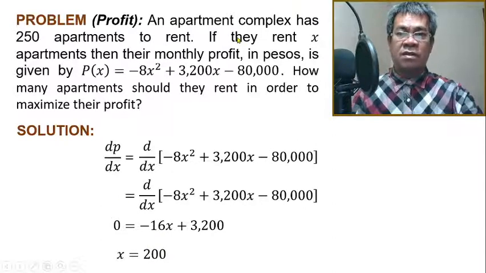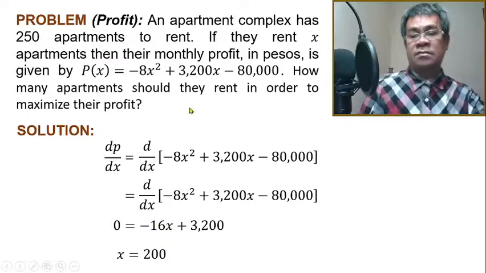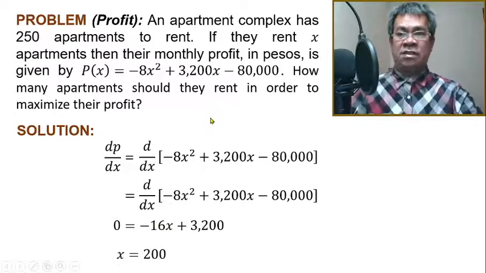So if you are doing this business, do not provide 250 apartments. Instead, construct only 200. Okay? That's it. This is the profit problem.